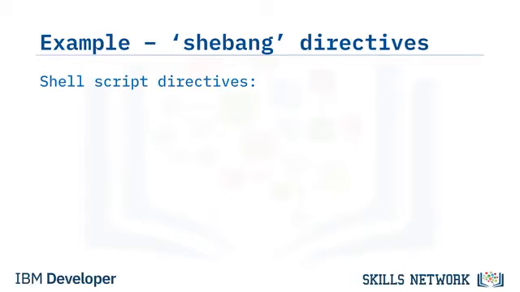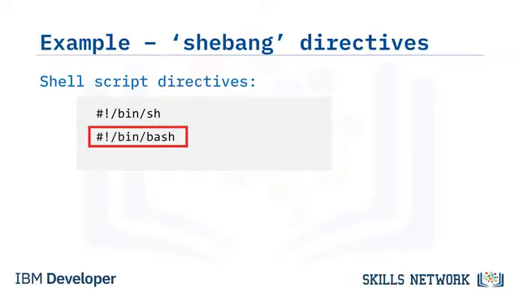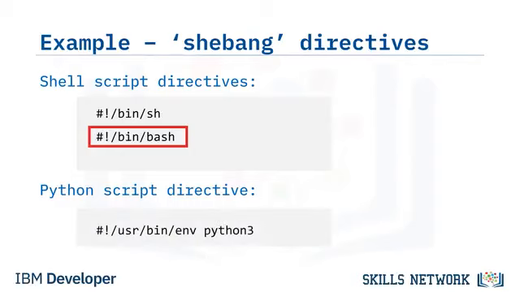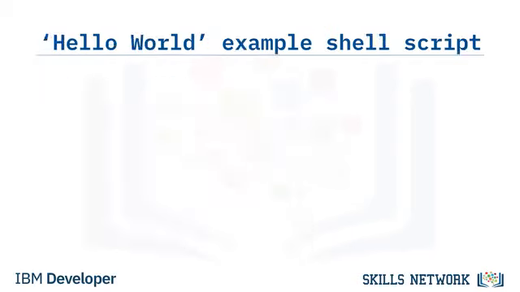For example, #!/bin/sh invokes the Bourne shell or other compatible shell program from the bin directory. #!/bin/bash invokes the bash shell. Shebang directives aren't limited to shell programs. For example, you could create a Python script with the following directive: #!/usr/bin/env python3.